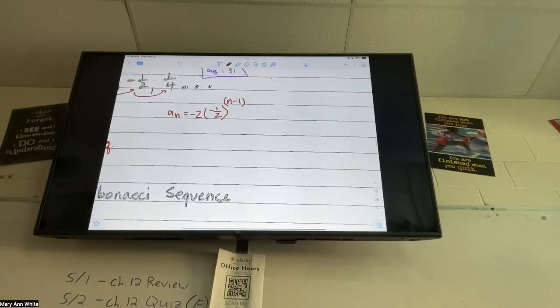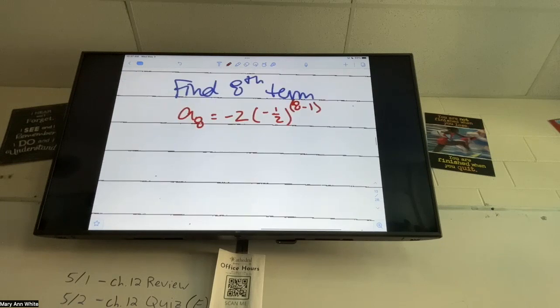All right, though, very last thing I want to do today, let's go and find my 8th term. So I'm going to keep that equation. I'm just going to plug in 8 for all my n's. So a sub 8 equals -2 times -1/2 raised to the 8 minus 1. That's like -2 times -1/2 raised to the 7th.